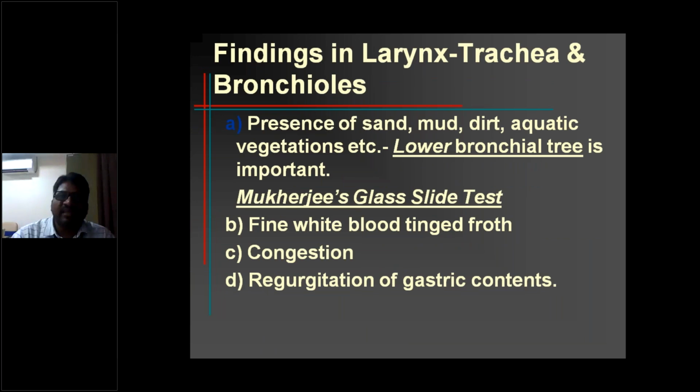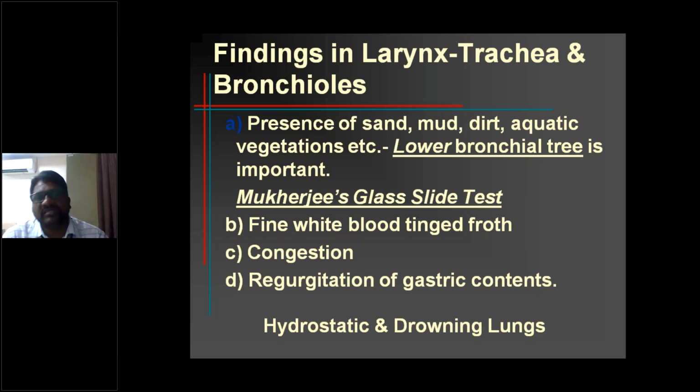Now, what are the findings in the larynx, trachea, and other respiratory signs? The presence of sand, mud, dirt, and aquatic vegetation at the level of the lower bronchial tree is important, and you can call it Mukherjee's gas lights. Anything like mud in the lower bronchial tree is definitely a sign of antemortem drowning. Next, a fine white blood-tinged froth can be observed in the whole respiratory tract, with congestion, and regurgitation of gastric contents may be seen in drowning.